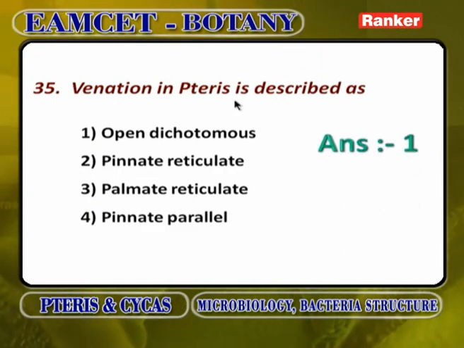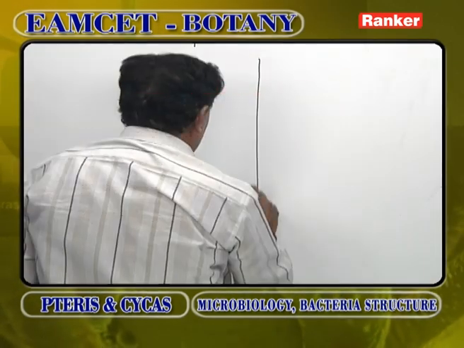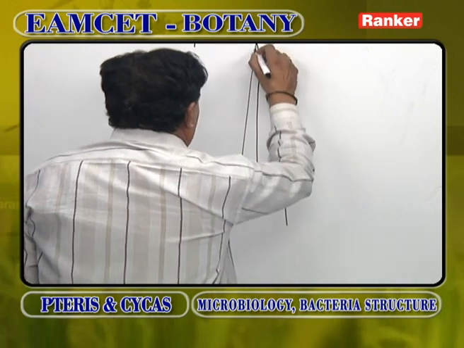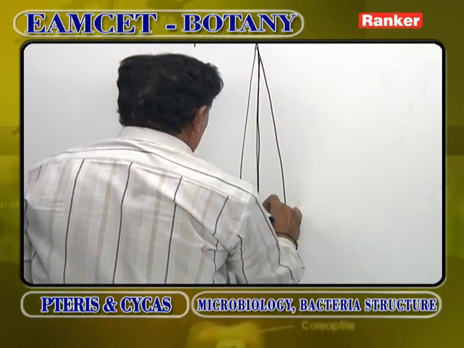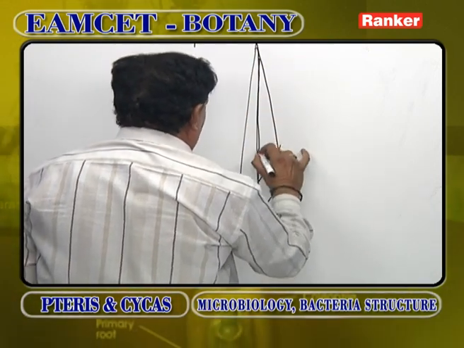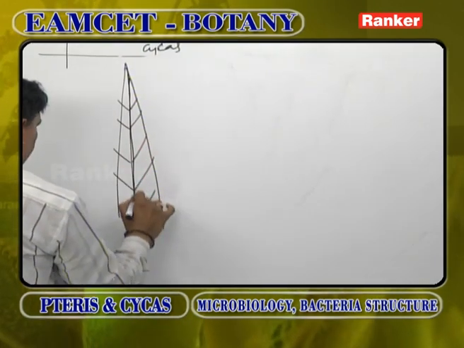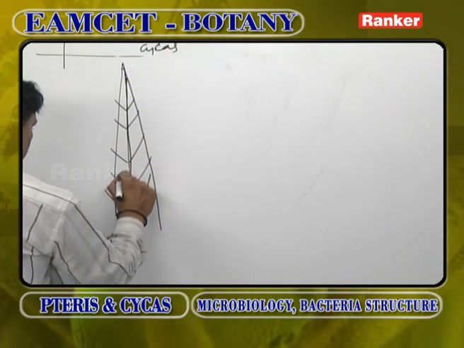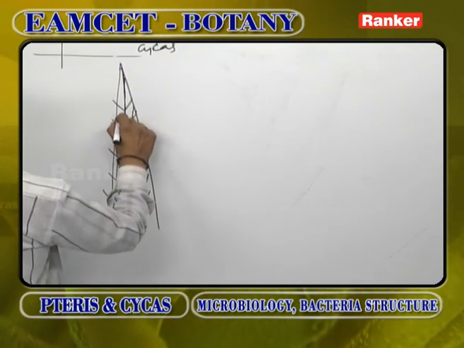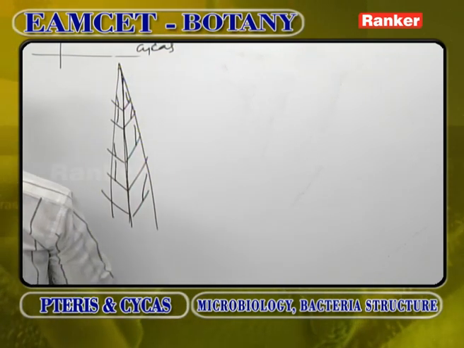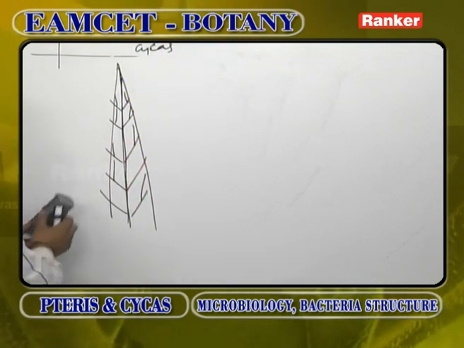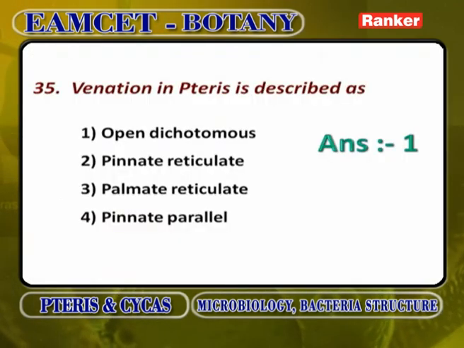Venation in Pteris is described as follows. When you observe a frond in Pteris, it shows a prominent midrib. From the midrib, lateral veins are produced. The speciality of all lateral veins is that they are forked at the tip. This type of venation is called open dichotomous venation. So, lateral veins are always forked at the tip.